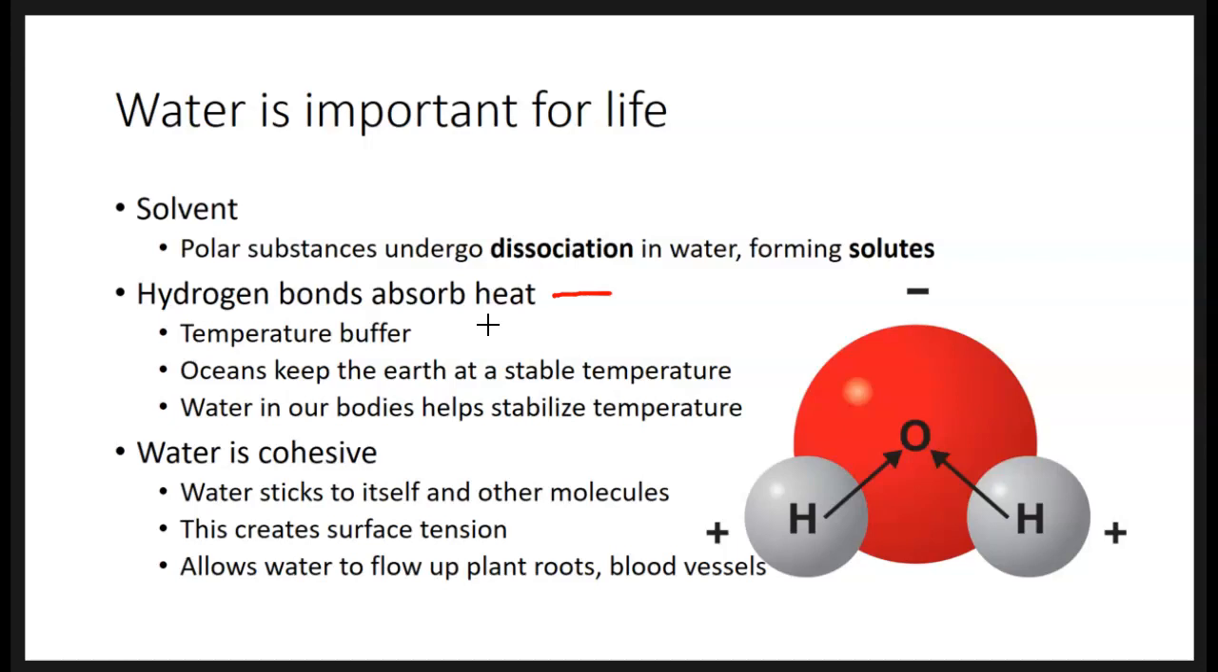Water also has a property that we call cohesive. It's sticky because it can form hydrogen bonds between itself and other water molecules. This creates what we call surface tension. You ever fill a glass up to the very top and see that little lip over the top of the glass? That's surface tension, the water molecules sticking to each other. It's also important for life since that cohesiveness allows water to do things like flow up the roots of plants and affects fluid flow in blood vessels.